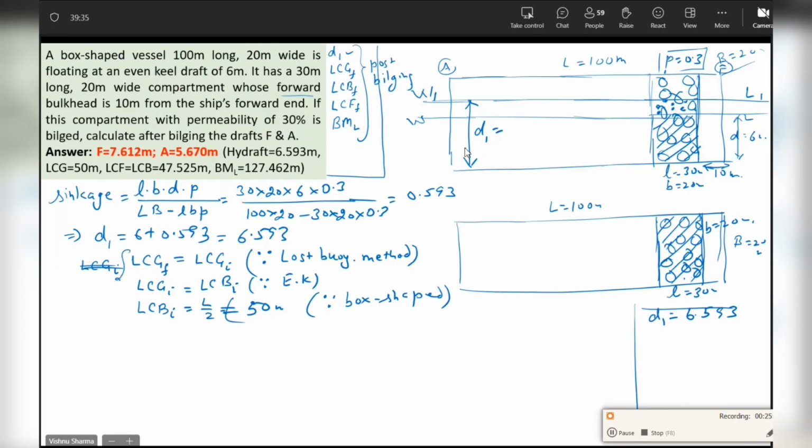From these three equations, what do you get? That LCG final will be equal to 50 meters. Yes or no? LCG final is equal to LCG initial. LCG initial is equal to LCB initial. LCB initial is 50 meters. So what does it mean? LCG final is 50 meters. Yes or no? So no calculations required. Simple analytical reasoning, and you're able to get LCG final.